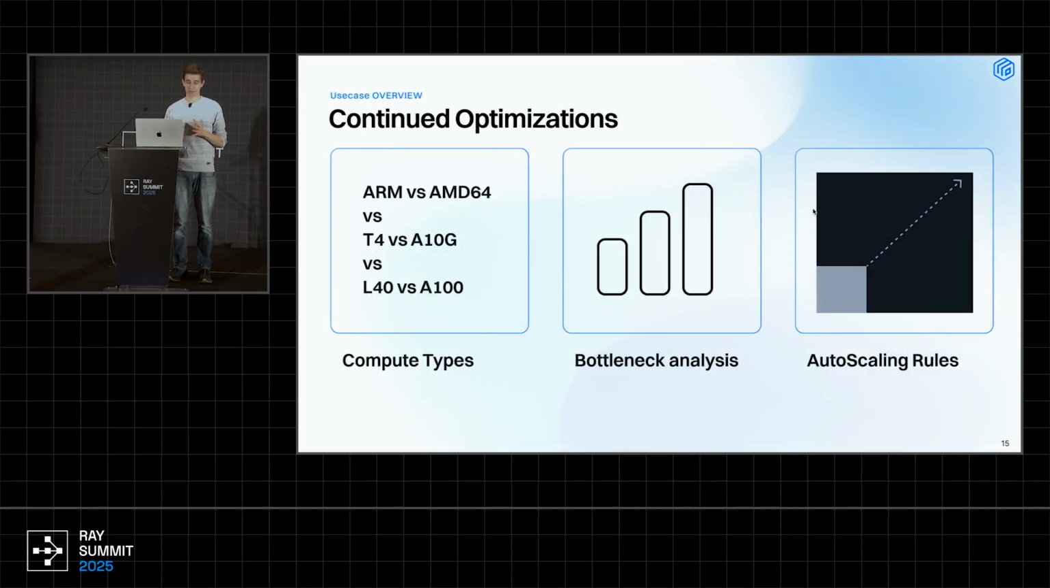So with this migration, the goal was to do it somewhere between an MVP and a full product because there were so many gains to be had from doing the migration. But there's still a lot of opportunities for us to continue to optimize.